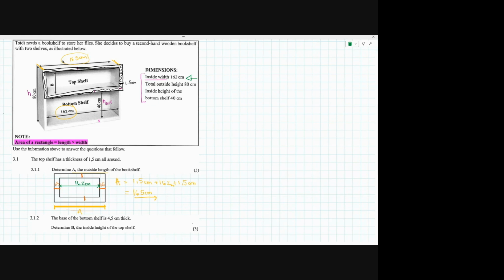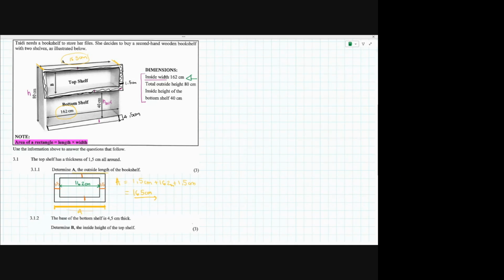All right, so then it says the base of the bottom shelf is 4,5 centimeters thick. So what that means is this base at the bottom here, which makes sense. The bookshelf needs some sort of stability. This base will probably be a bit thicker than everything else. If you just think of a bookshelf, generally that bottom bit is thicker than the rest to keep that bookshelf stable.